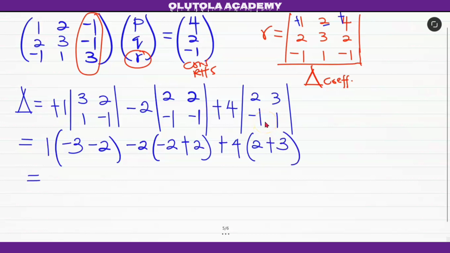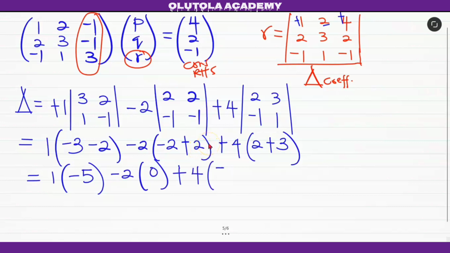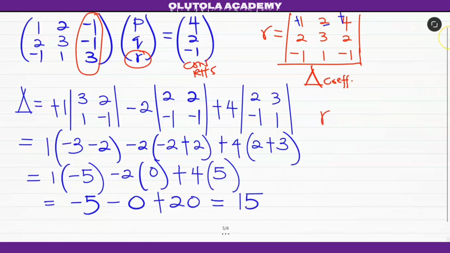So we have 1, negative 5, negative 2, because you know this will give us 0, then positive 4, then this will give us 5. So evaluating this, we have negative 5, 0, positive 20, which will altogether give us 15. So R now, the determinant of this matrix was gotten to be 15. I divided by the determinant of the coefficient matrix, which is negative 5. So I have R to be negative 3.